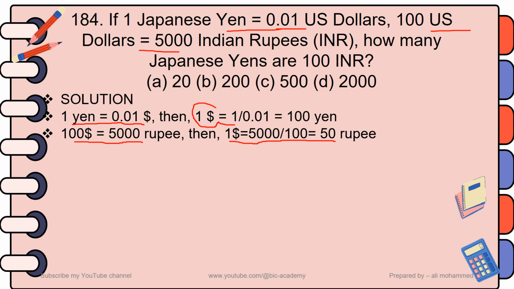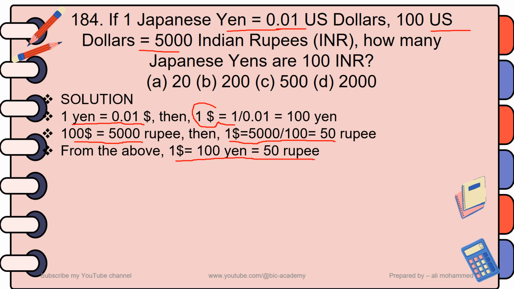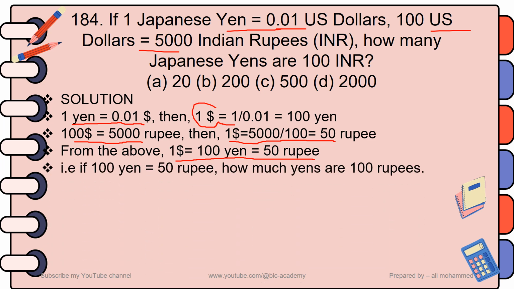Now you get $1 is equal to 100 yen, and again $1 is equal to 50 rupees. $1 means 100 yen, and again it is equal to 50 rupees. In other words, 100 yen is equal to 50 rupees.